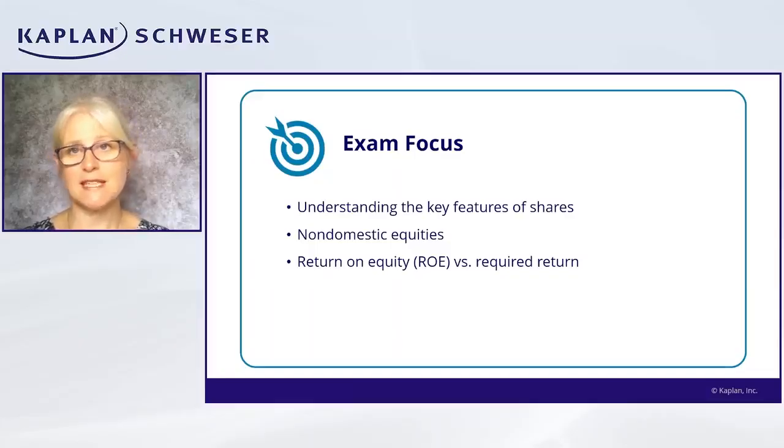It also brings in a section on how we can invest in overseas companies, so non-domestic equities, which has quite a lot of techie detail in there, but it all makes sense when you understand why we need this in the markets. And then we've got the often confused return on equity and required return on equity. The first one being an accounting measure, the second one being a discount rate.